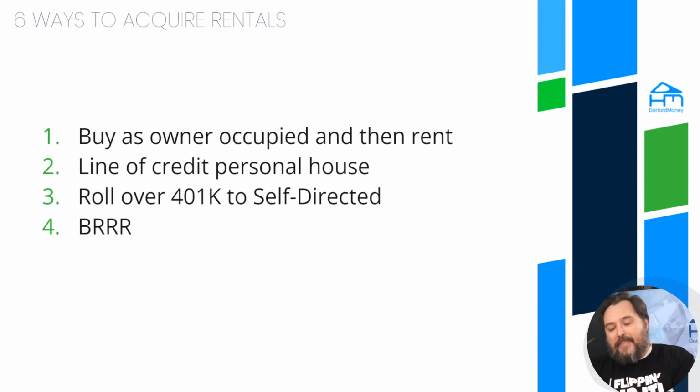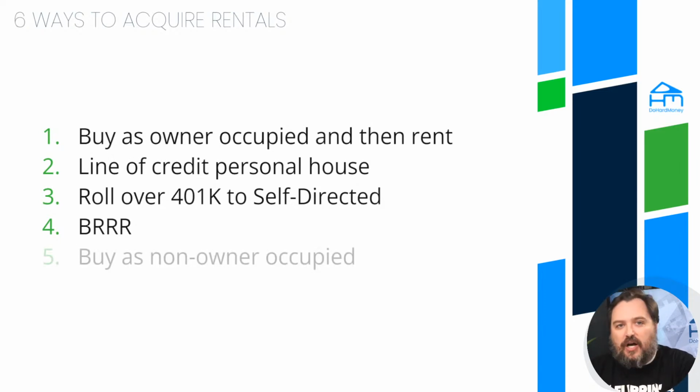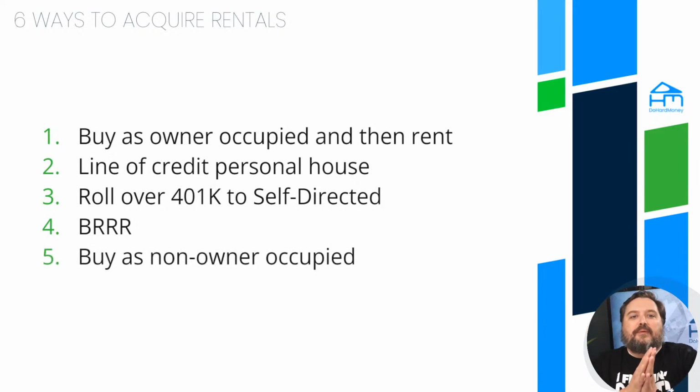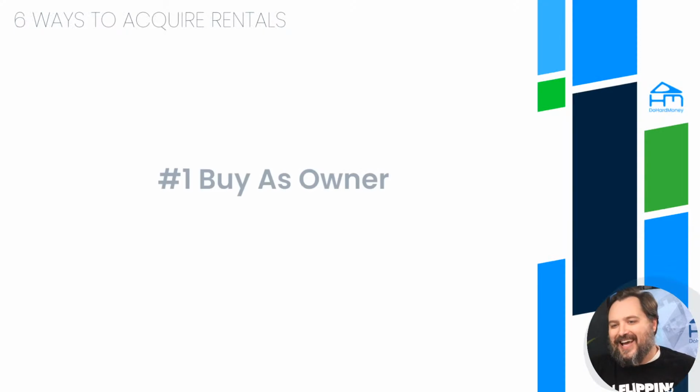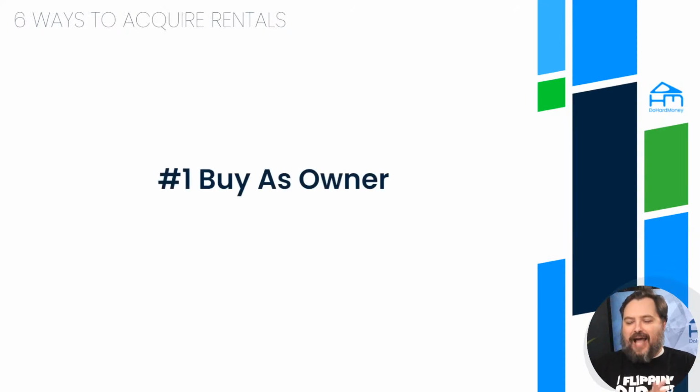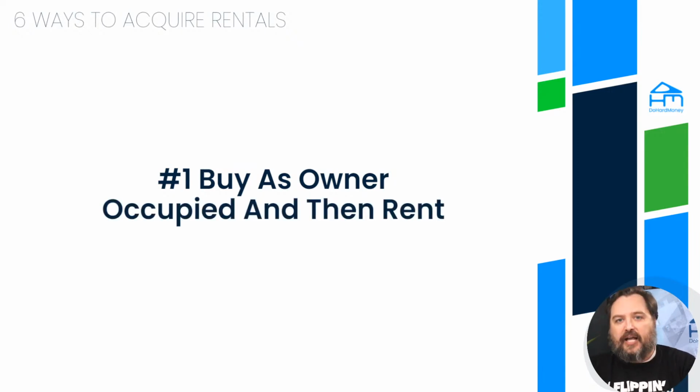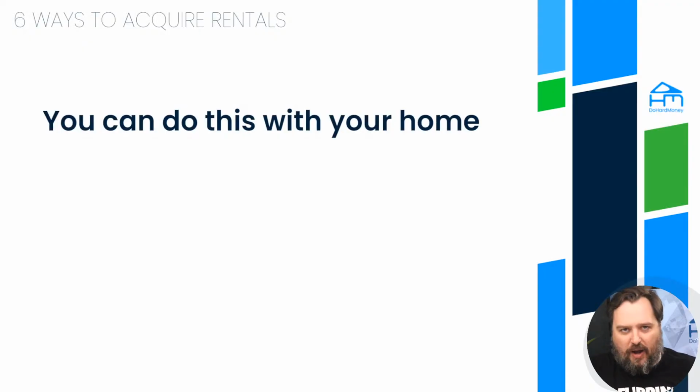Number 4, BRRRR, which is buy, renovate, rent, and refinance. We'll talk more about that here in a minute. Number 5, you just buy it as a non-owner occupied property. That's how I started buying properties. I just bought it as non-owner occupied. And number 6 is student housing, looking at buying properties that are used as student housing. So let's dive into each one of these just a layer or 2 deeper. Number 1, buy as an owner occupied and then rent the property, okay?